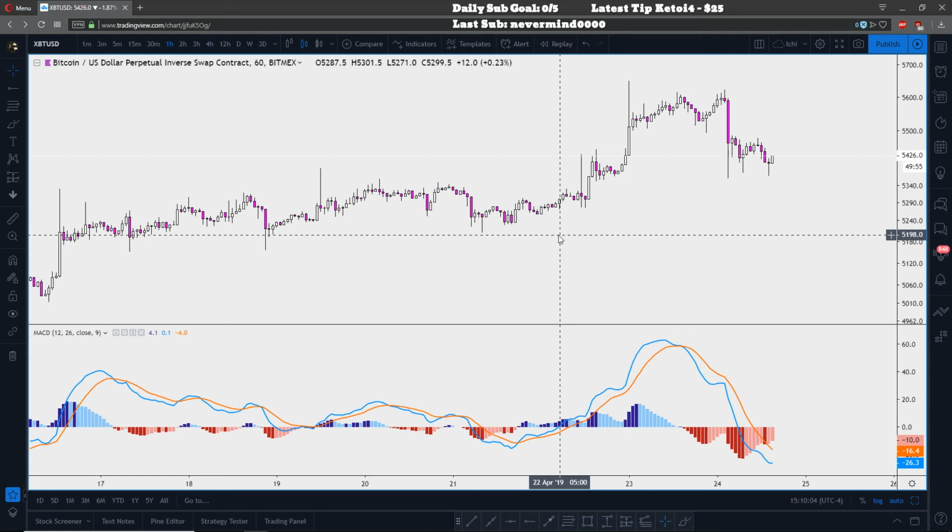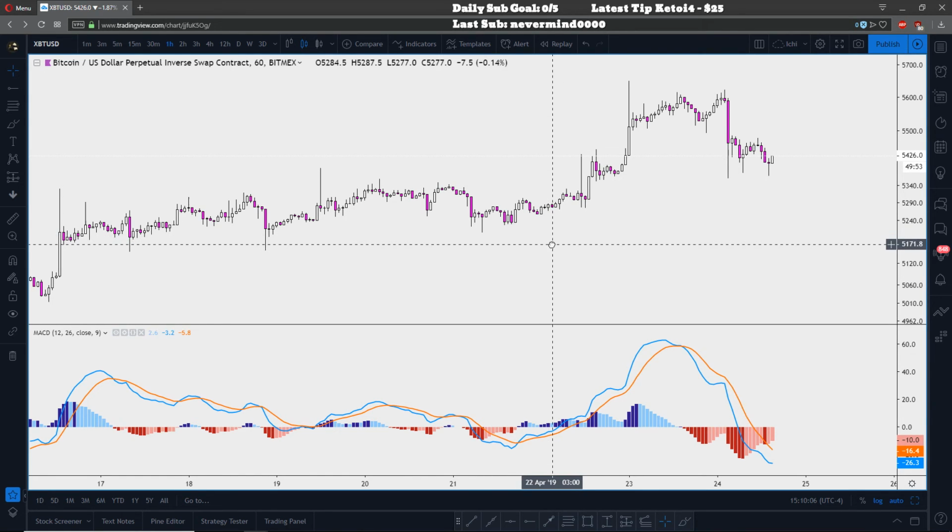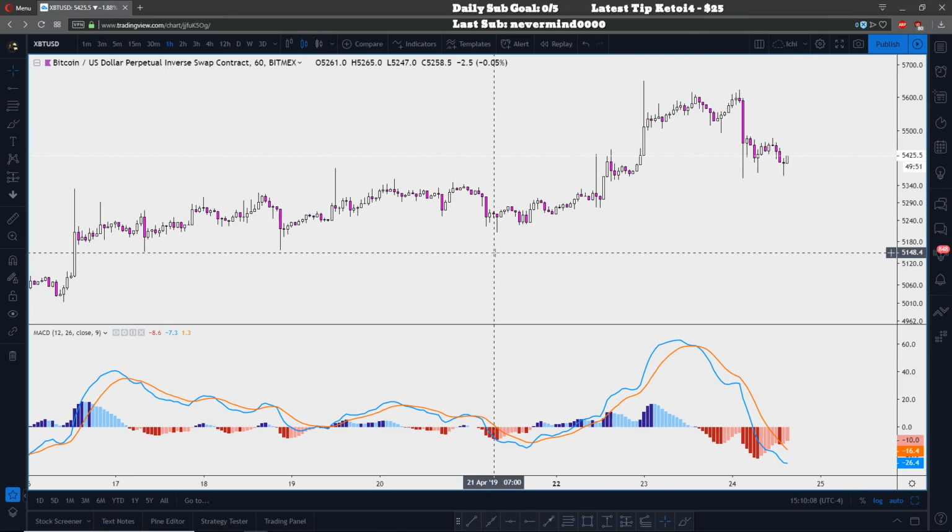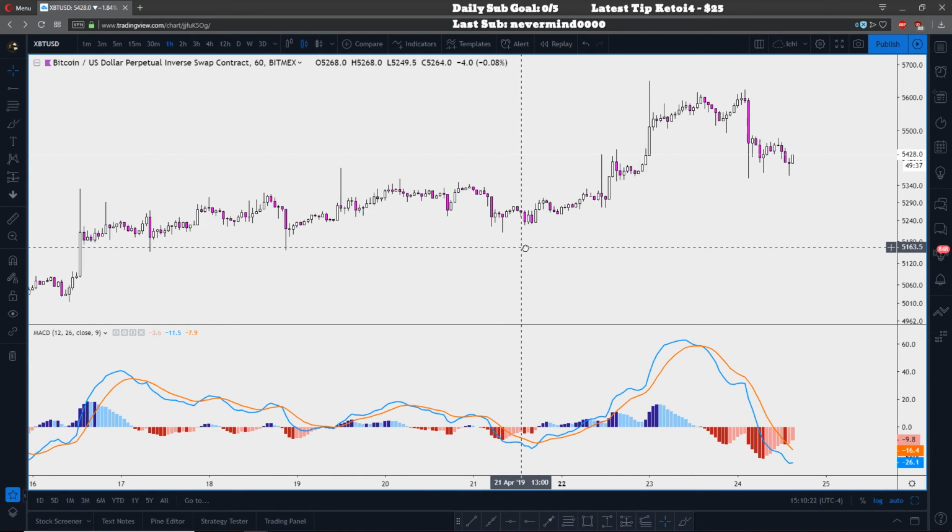What are some other common mistakes? Do you guys have any other common mistakes that I didn't cover? Are there any other mistakes that you guys think that people make a lot with MACD or RSI? I think I've covered just about all of them.